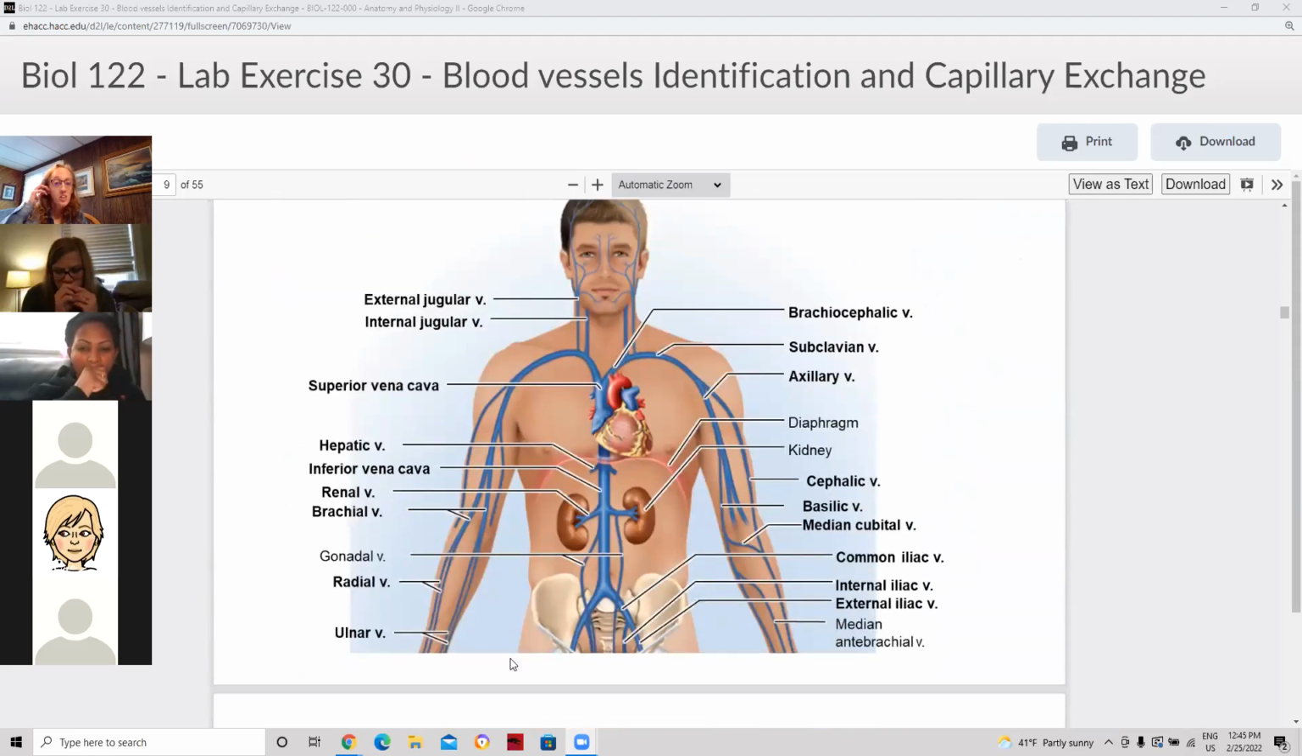So looking at the veins of the upper body, we don't have carotid veins. We have the external and the internal jugular veins. Someone asked me at some point if they merge together, and they don't. I think somebody asked me that in my anatomy course at Stevenson, and they don't.